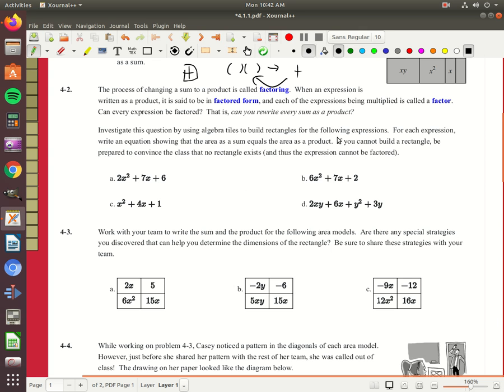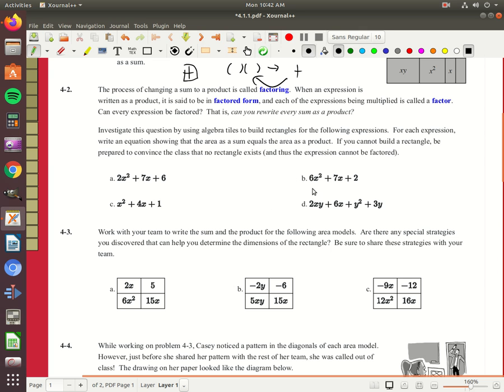And what it's going to ask us to do is investigate the question by using algebra tiles to build rectangles for the following expressions. For each expression, write the equation showing that the area as a sum equals the area as a product. If you cannot build a rectangle, be prepared to convince the class that no rectangle exists. So long story short, we would have algebra tiles, and you have to make either a square or a rectangle. If you can't make a square or rectangle, it doesn't count. If you can, it can.